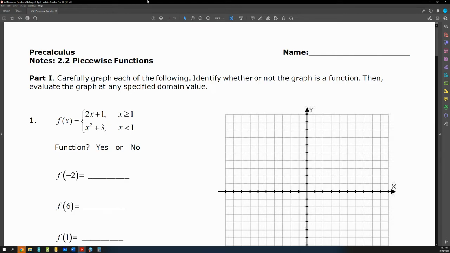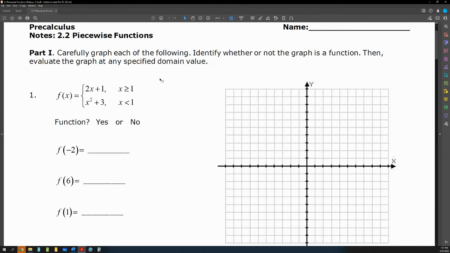Hi everyone. Today we're going to be beginning our notes on 2.2 piecewise functions. I want to start with this first one. We're going to look at the function here. This is a piecewise function, and we're going to graph it, determine whether it's a function, and then evaluate the function for each of these x values.